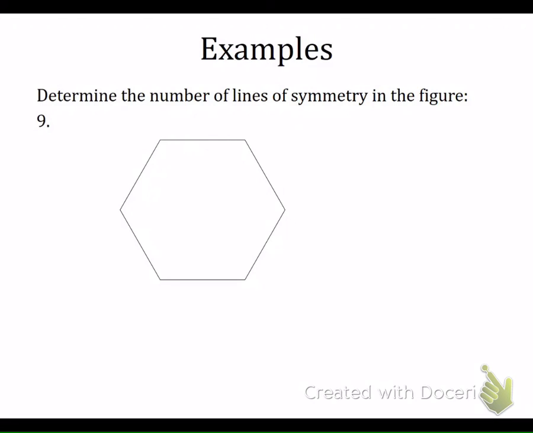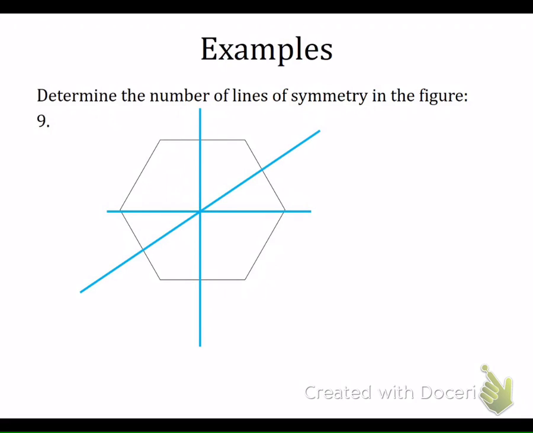Next, determine the number of lines of symmetry in the figure. So let's start drawing them. We got the obvious ones, right? Left and right. What do you think of the other directions? We already did horizontal and vertical. I think the diagonals would work here. Diagonal, and then the other diagonal.